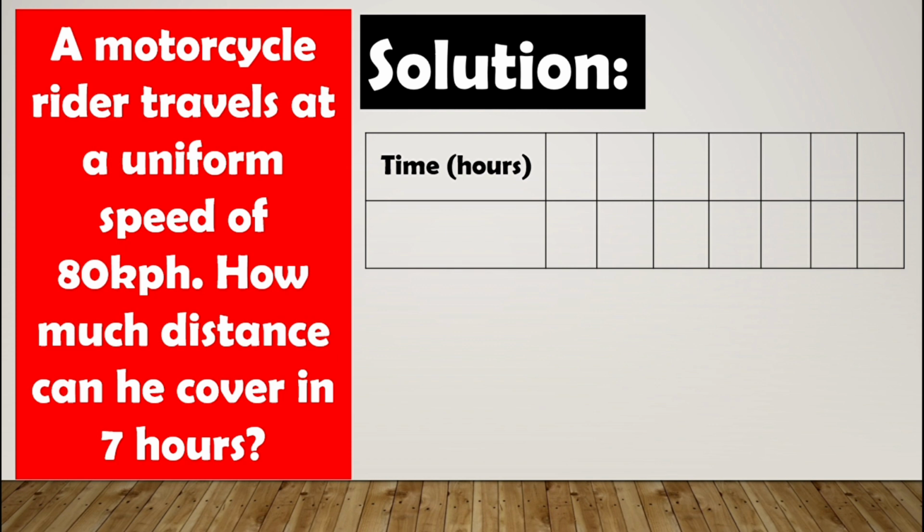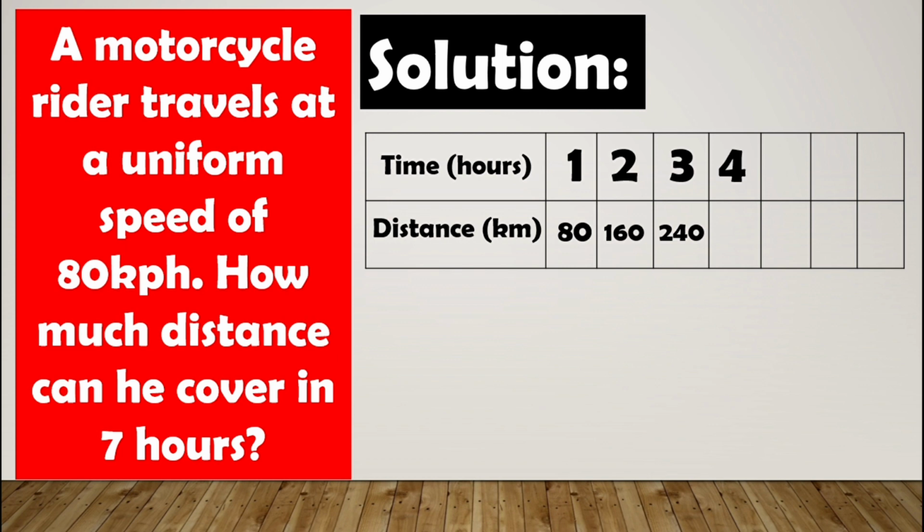So we will have two rows. First, the time, which represents hours, and the distance, represented in kilometers. In every hour, he reached 80 kilometers. For the second hour, he reached a distance of 160. For the third hour, that would be 240 kilometers. For the fourth hour, he reached 320 kilometers. And for the fifth, he reached 400 kilometers. At 6 hours, that is 480 kilometers. And at 7 hours, he reached a distance of 560 kilometers.